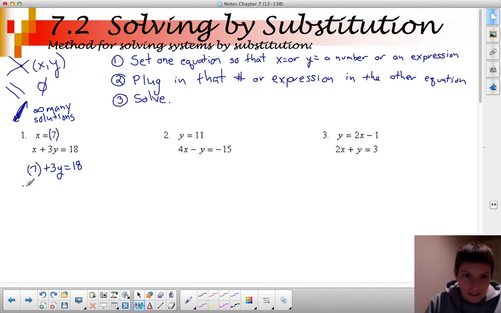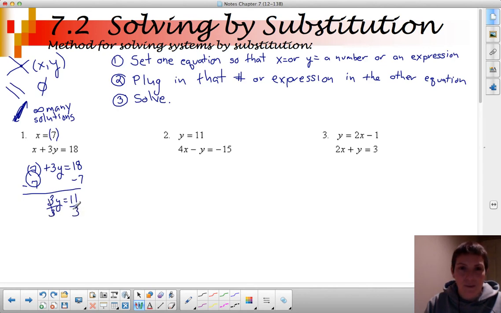So we're going to go ahead and subtract 7 from both sides because we're trying to solve for y. It makes a 0, so that we get 3y is equal to 11. Divide both sides by 3. I did subtract properly, didn't I? Yes. So then I get y is equal to 11/3.